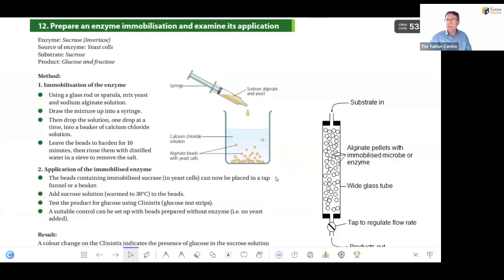Investigate these. Okay, that's the heating nitrogen. The last of the enzyme ones. So this is a nice one. So you would have taken yeast cells, a packet of dried yeast, right?